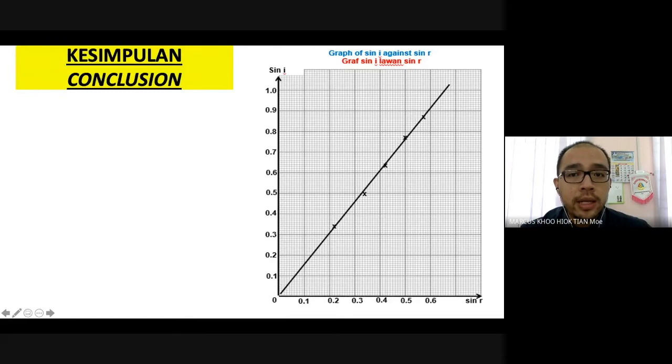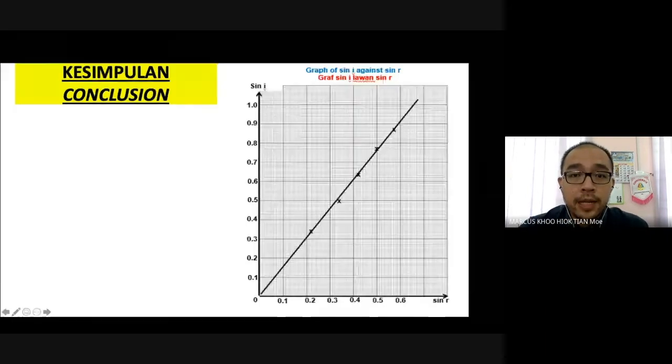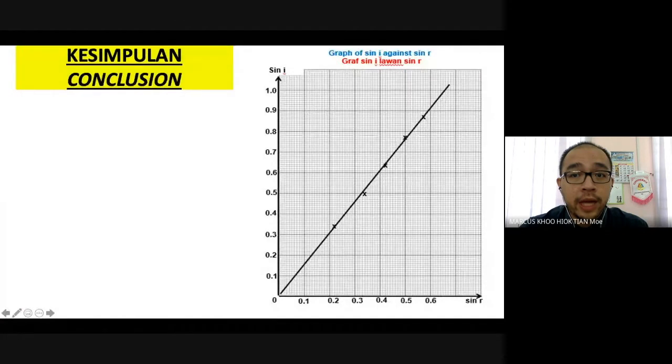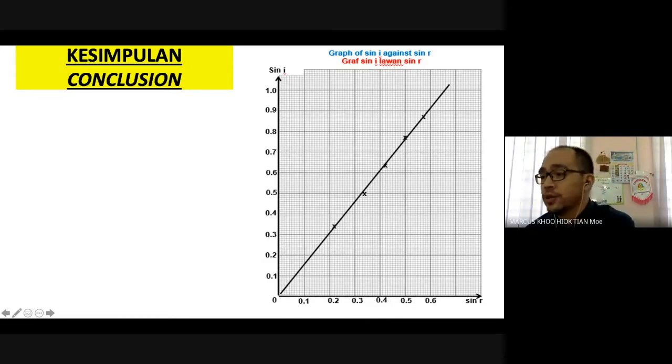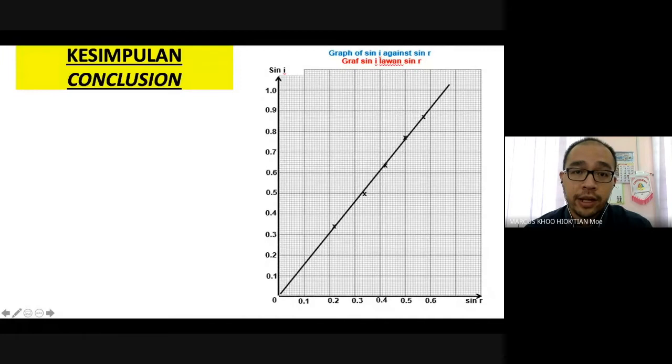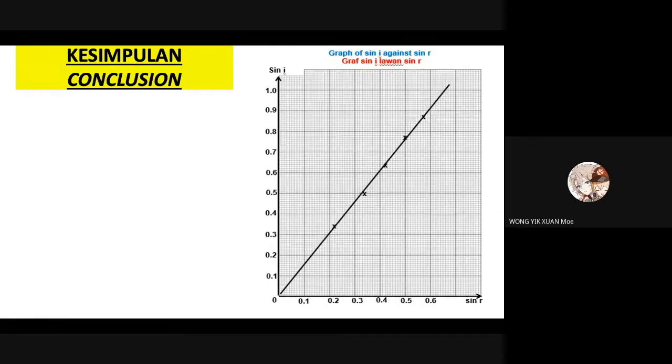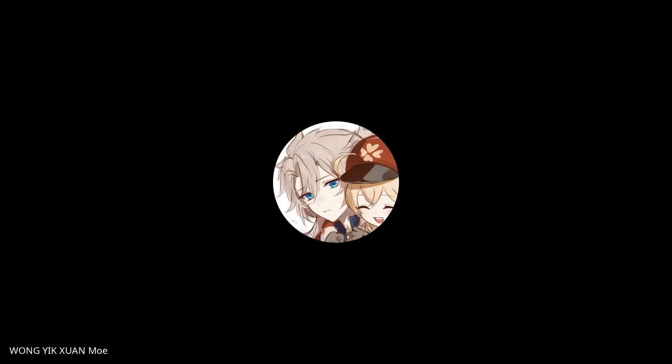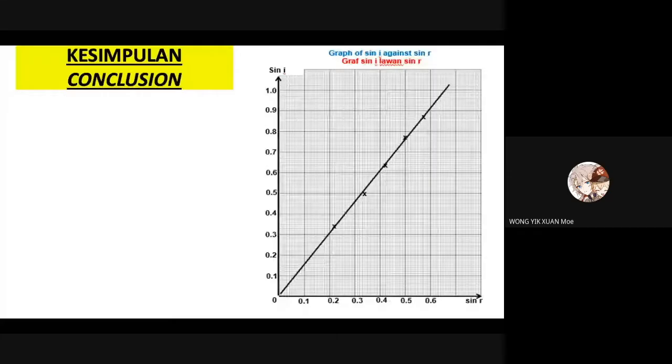What is the conclusion for this experiment? Can anybody tell me how we write the conclusion? The conclusion has something to do with the aim. What's the aim of the experiment? To investigate the relationship between the incident angle and the refracted angle. So can anybody tell me what is the conclusion for this experiment? The bigger the angle of incidence, the bigger the angle of refraction. Therefore, the hypothesis is accepted.